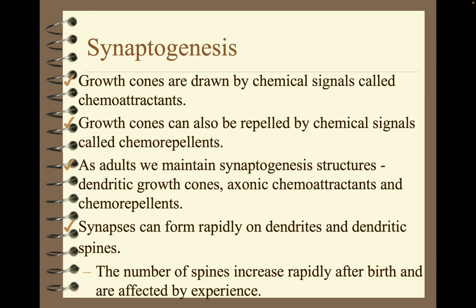Growth cones are drawn by chemical signals called chemoattractants. Growth cones can also be repelled by chemical signals called chemorepellents. As adults, we maintain synaptogenesis structures, dendritic growth cones, axonic chemoattractants, and chemorepellents. Synapses can form rapidly on dendrites and dendritic spines. The number of spines increase rapidly after birth and are affected by experience.